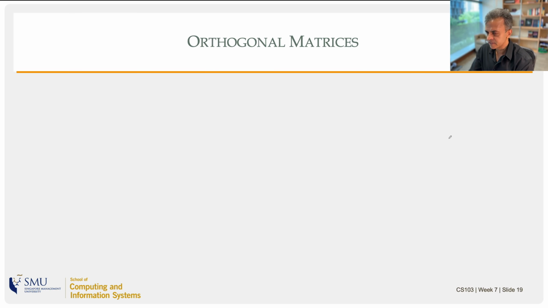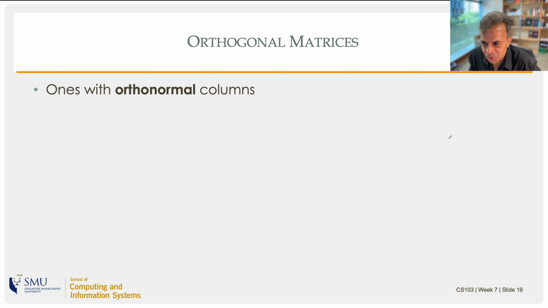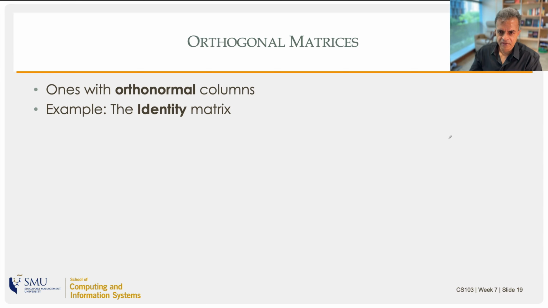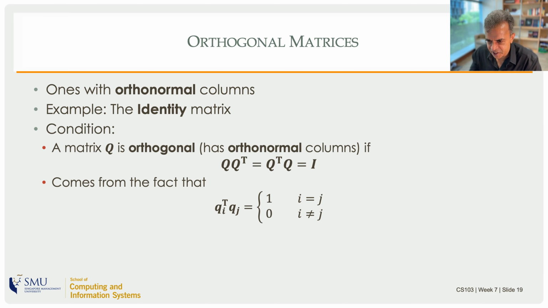Now orthogonal matrices are the ones with orthonormal columns. Orthonormal means orthogonal and normalized, perpendicular and unit length. So one good example, as we saw, was the identity matrix. And the condition we saw was that Q transpose and Q will have to be the inverses of each other. That means Q transpose Q is equal to I. And this follows from the fact that the columns are orthogonal and of unit length.